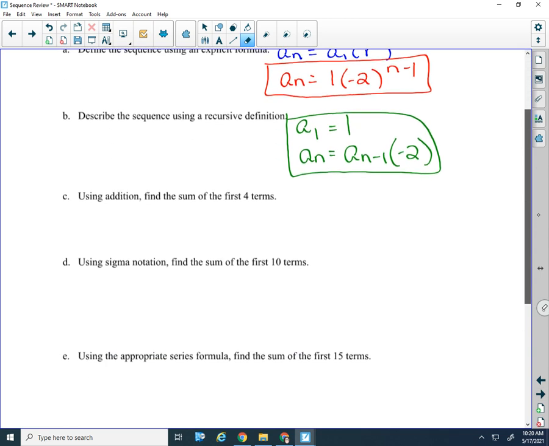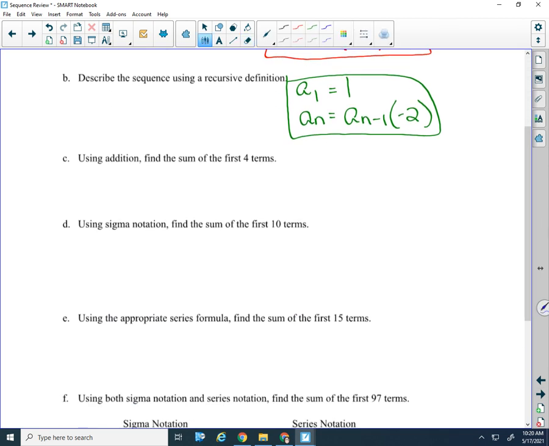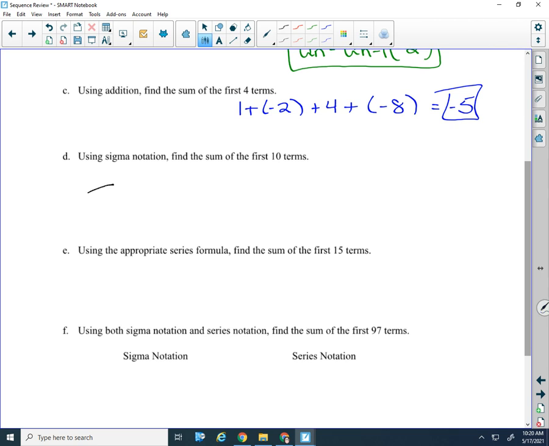Same as the other page, using addition, find the sum of the first 4 terms. So 1 plus -2 plus 4 plus -8. When you add those all up, you get -5. Part D, using sigma notation, find the sum of the first 10 terms. So sigma notation is our summation, first 10 terms. And remember, here we put our explicit formula, 1 times -2 to the n minus 1. When you put this in your graphing calculator, you use the X button instead of n. And when you do that, you get -341.